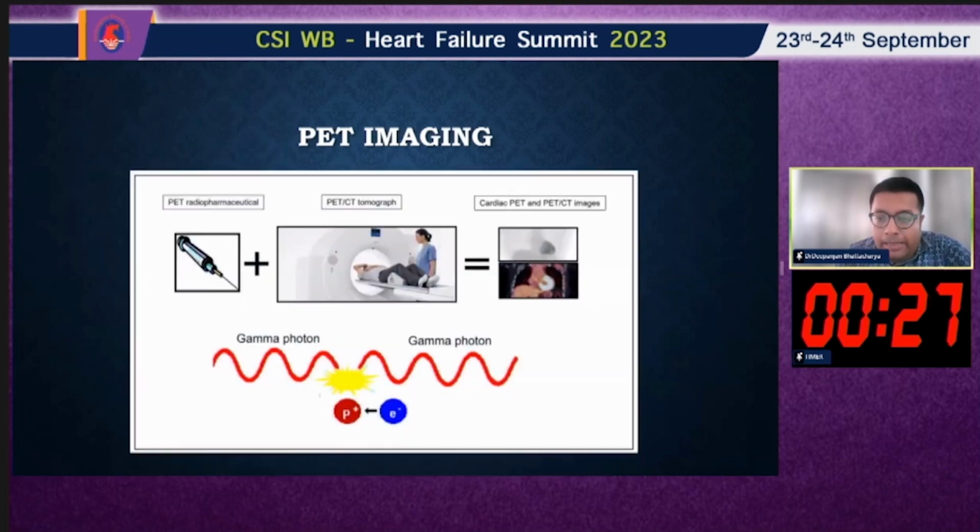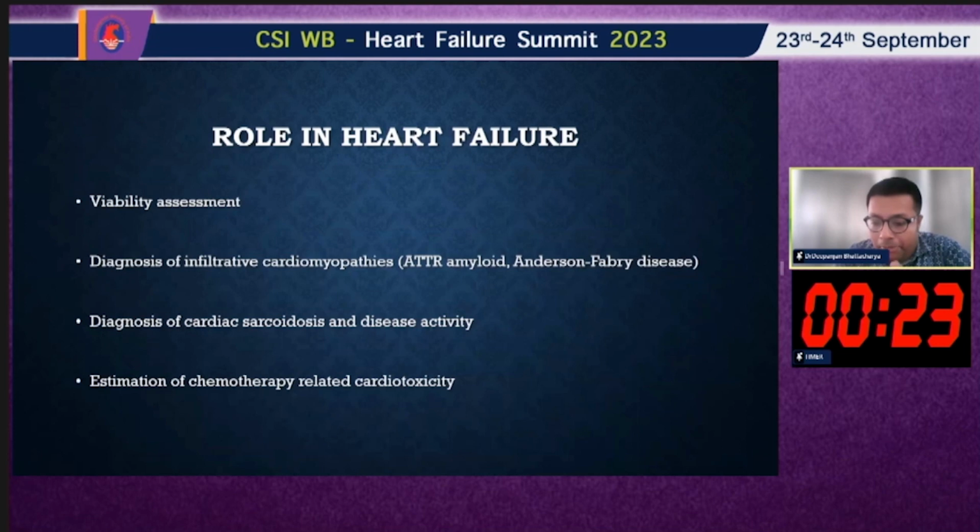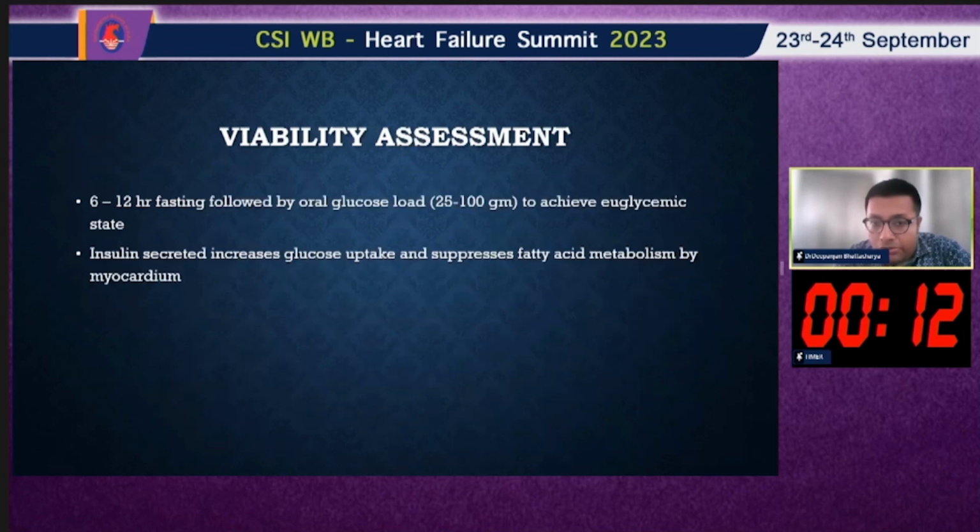So PET imaging is where we use the PET radiopharmaceutical and we measure the emitted photons. And the role in heart failure are viability assessment, diagnosis of inflammatory cardiomyopathies, the diagnosis of cardiac sarcoid and disease activity, and estimation of the chemotherapy related cardiotoxicity.